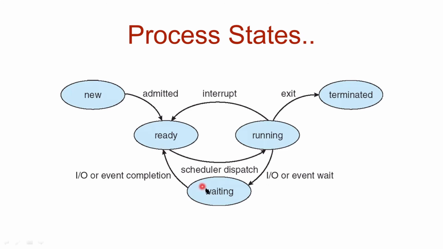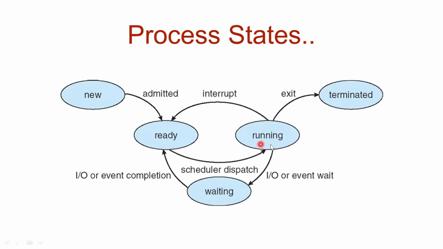A process which is in waiting state can never go directly from waiting to running state. If it has completed its input output, it can be allocated to the CPU again if and only if it is present in ready state.